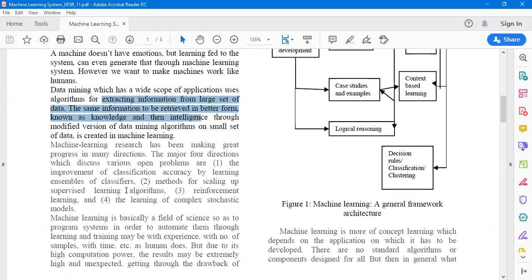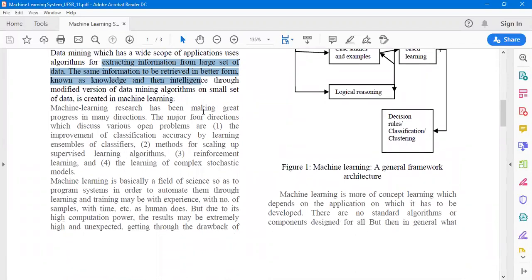Our machine learning research has been making great progress in many directions, majorly on the improvement of classification accuracy by learning ensembles of classifiers. We need to identify what our classifiers are. For example, if we are designing a sentiment-based system based on facial expressions, our classifiers would be the model which determines the facial expressions. For example, the position of the lips, whether they are broadened or contracted, the position of the eyebrows, whether they are contracted or expanded, right? Similarly, what is the position of the eyes?